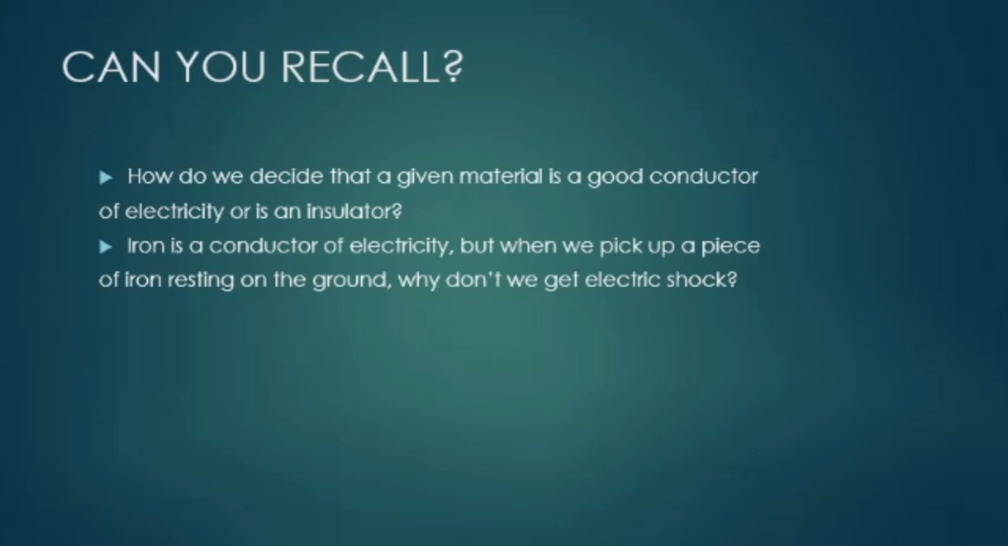Whenever a potential difference is applied across it, then only you may get an electric shock when you touch it. So when we pick up a piece of iron resting on the ground, we don't get an electric shock because that piece does not carry any electric current at that time. Understood? So it means that for an electric conductor to carry electric current, there must be a flow of charge through it. Understood?